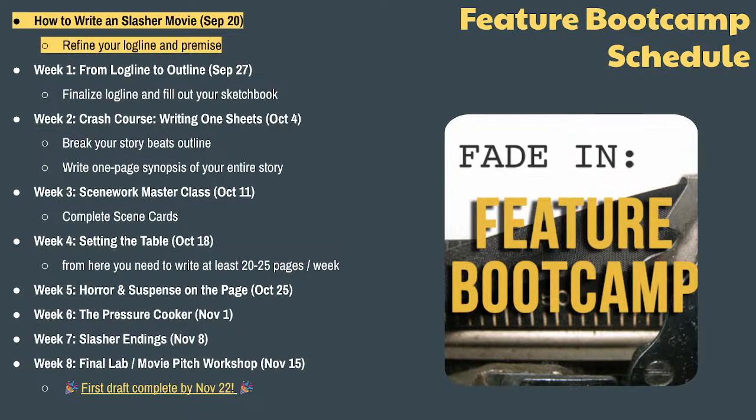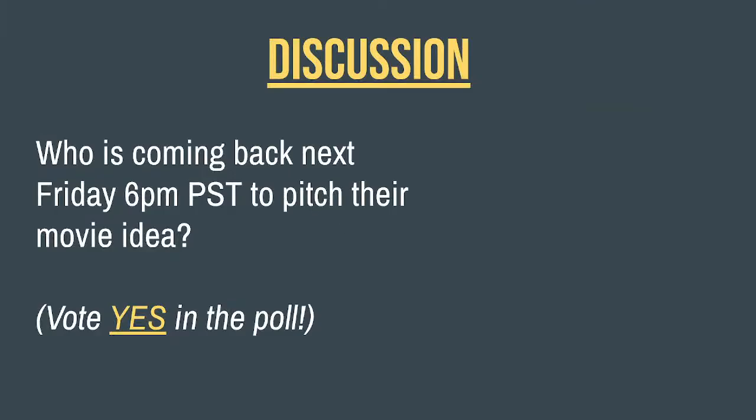Week 7 looks like it's called Slasher Endings. We will definitely cover Slasher Endings, but that one is going to be more broadly applicable to writing endings in general. Our final lab and pitch workshop will be on the 15th, where you can then take the movie that you finished up with and pitch the final story. And the first draft will be finished by November 22nd if you're following along with the 8-week milestones of this course. If you're not, that's okay. You're not required to follow along with the rest of the group.